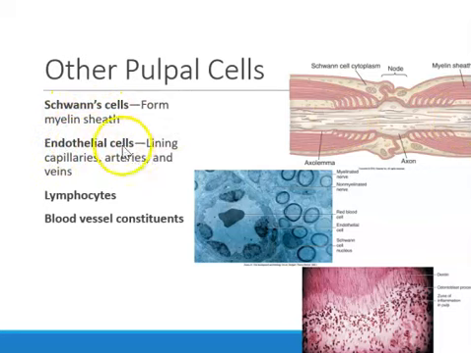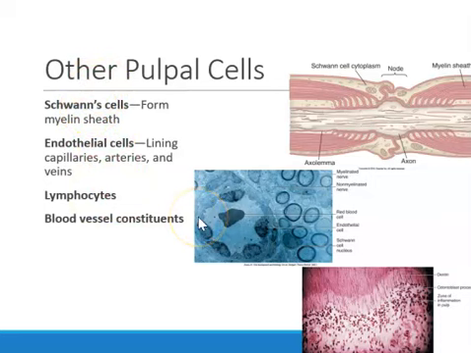Endothelial cells, these are cells that line the capillaries. So your blood vessels or your capillaries, the border, this is a red blood cell right here, and then you can see this border right here. This is the border or the lining of the blood vessel, and that lining is made up of cells called endothelial cells. So endothelial cells are the cells that are around the blood vessels, that line the blood vessel. There's also lymphocytes, which is a type of white blood cell that help fight infection.